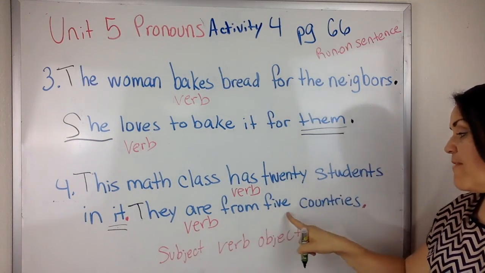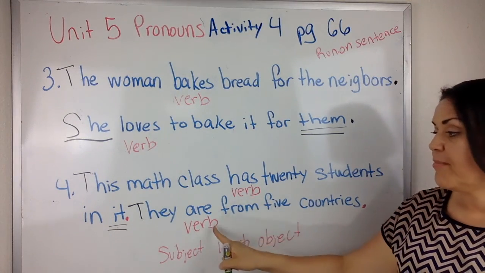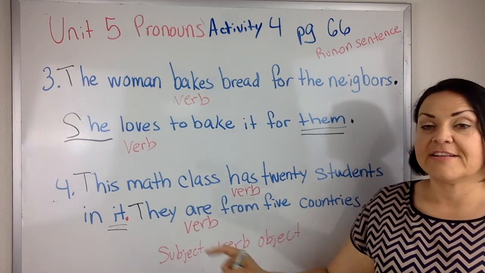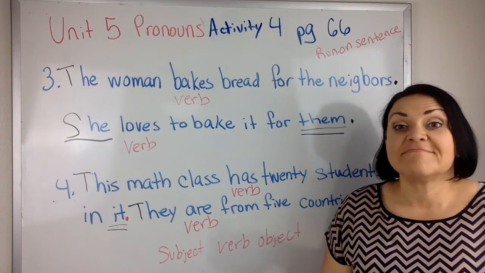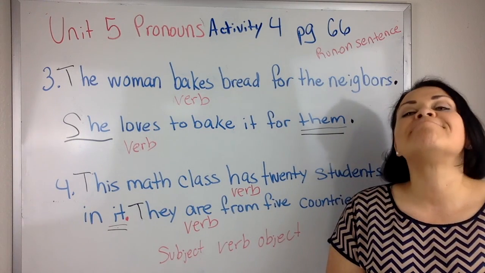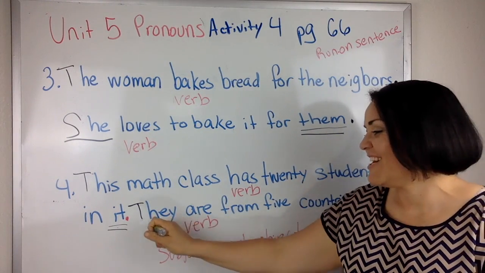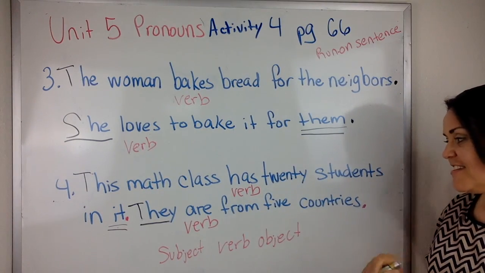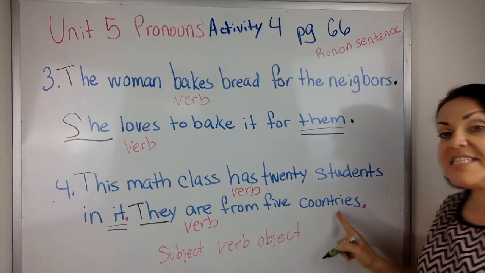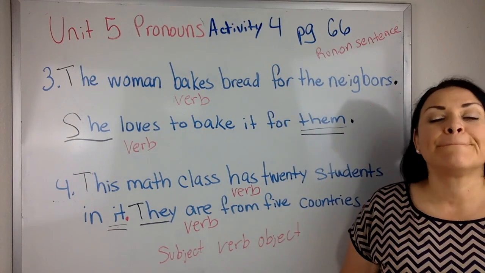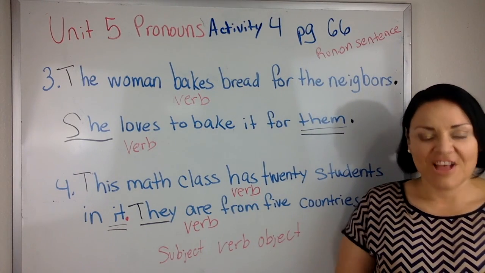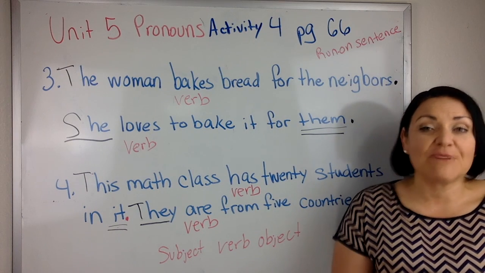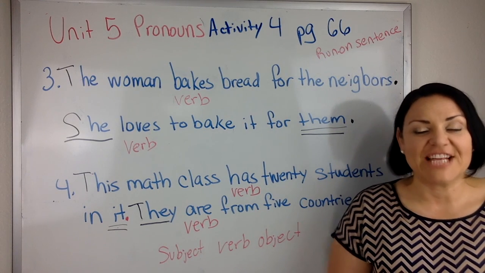They are from 5 countries. Before the verb, they. That's the subject. Is it a subject pronoun? Yes. So we underline it. Are from 5 countries. So we're talking about countries. This is the object, but it's not a pronoun. I want you to try the rest of them, and I will give you the answers on Canvas.